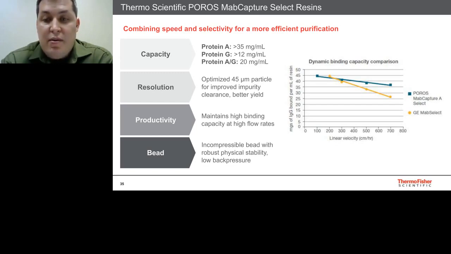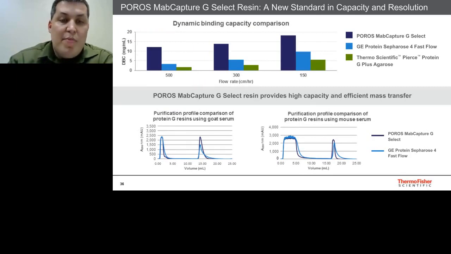The graph on the right is showing the dynamic binding capacity of POROS MabCapture A Select versus MabSelect over a variety of flow rates. Similar to the last slide, the binding capacity for MabSelect starts to drop off after 300 centimeters per hour, while MabCapture A Select maintains binding capacity across a wide range of flow rates. This is also true for our newly developed MabCapture Protein G and A/G Select resins. POROS MabCapture G Select is setting the new standard for Protein G resins.